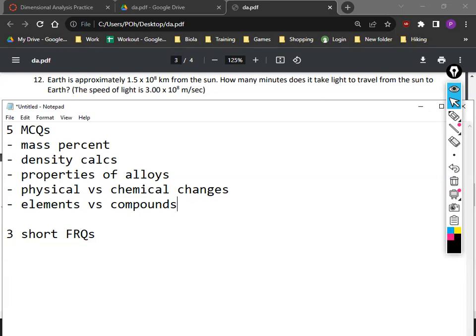For the FRQs, the first one is going to be density. The next one, oh, they're all density. Okay, so there are 3 densities. So dimensional analysis with densities. I will give you guys a heads up. The calculations might get a little bit complicated. So just make sure that you're comfortable working with dimensional analysis and converting the units with each other. And that's it. That's what your first test will look like.